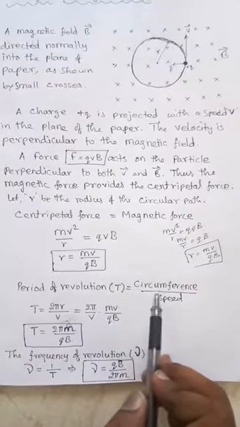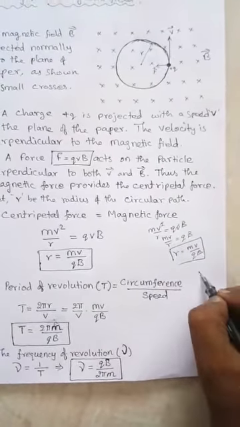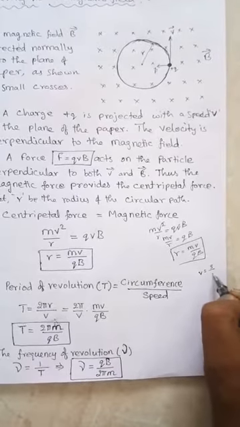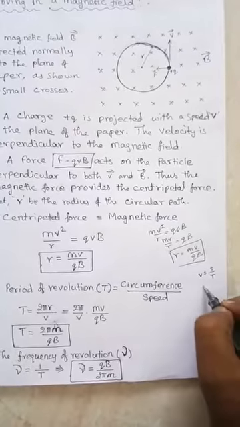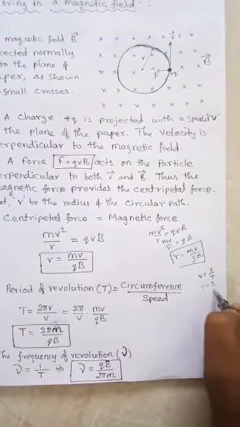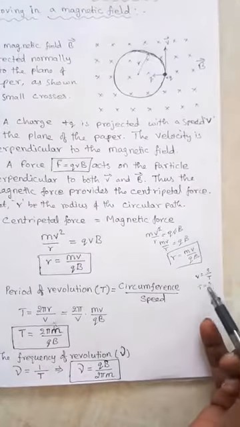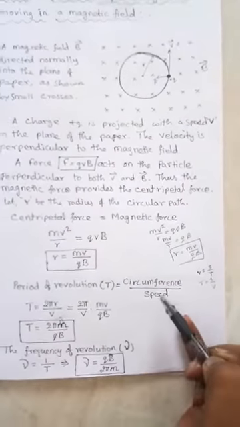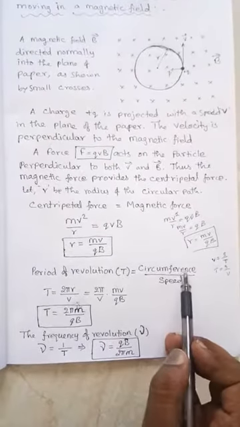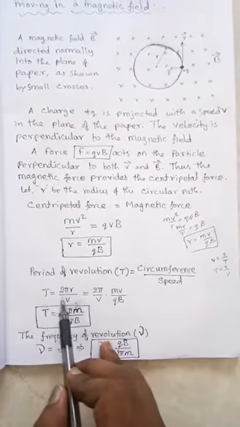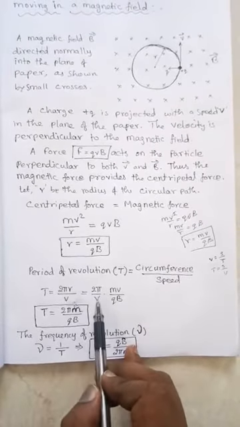Now we want to find the period of revolution. You already know the formula for speed: v is equal to displacement by time taken. To find the time period, T is equal to s by v. The particle is moving in a circular path, so the displacement is the circumference. T is equal to the circumference of the circle, 2 pi r, divided by the speed of the particle v. So T equals 2 pi r by v.